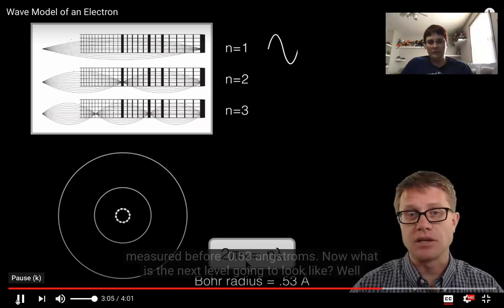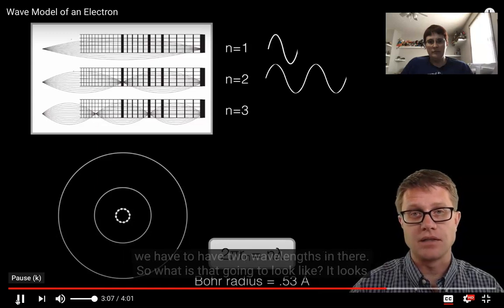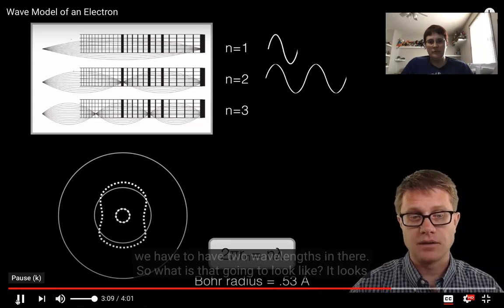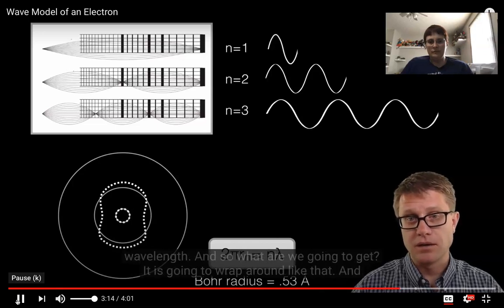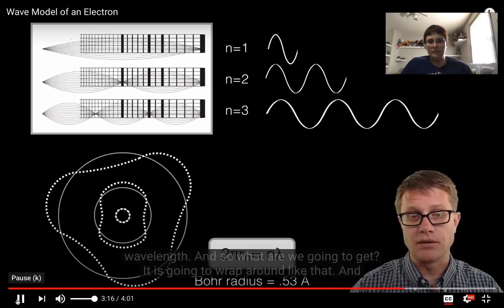Now what is the next level going to look like? Well, we have to have two wavelengths in there. So what's that going to look like? It looks like that. And if we go to 3 wavelengths, we're going to have a different de Broglie wavelength. And so what are we going to get? It's going to wrap around like that.